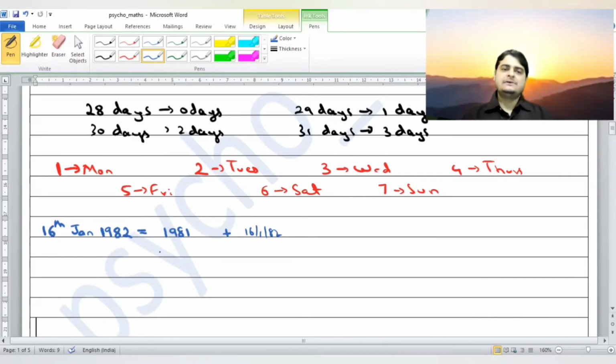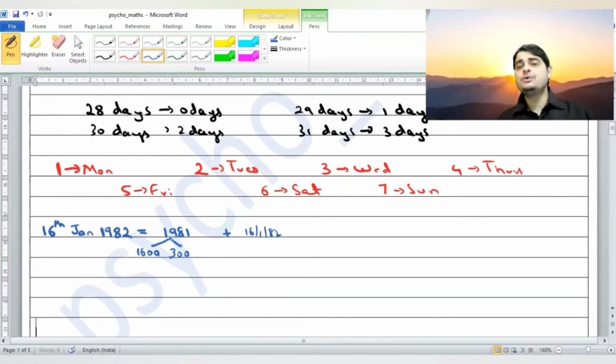1980. We cannot come directly to 1980. Let us break it into centuries first. It is the 1600th century, because it has 0 days extra, plus 300 years, that will bring us to what?